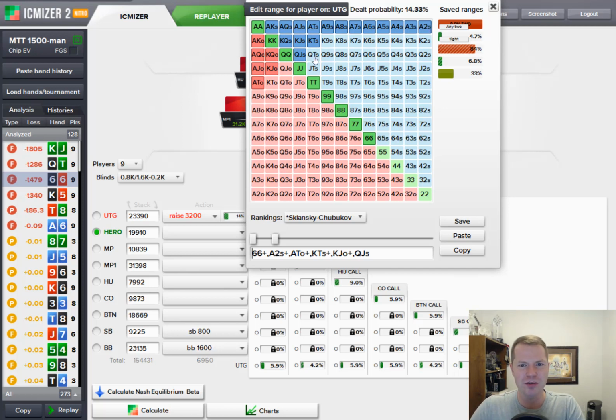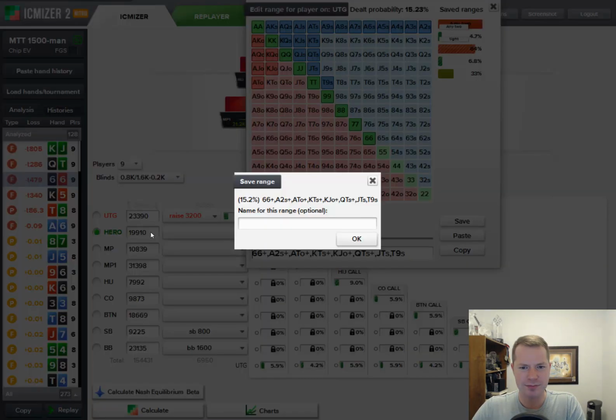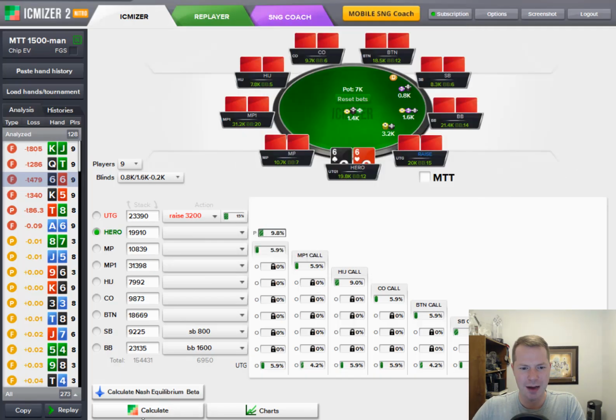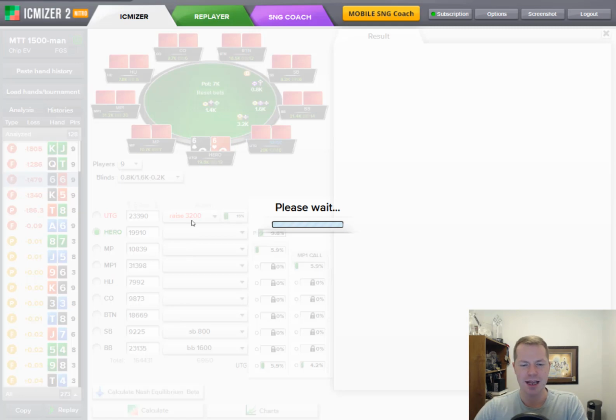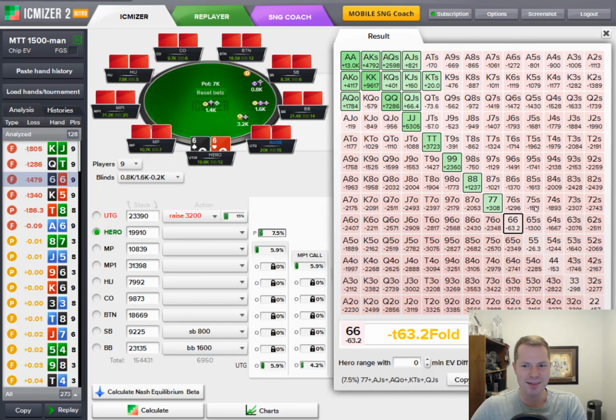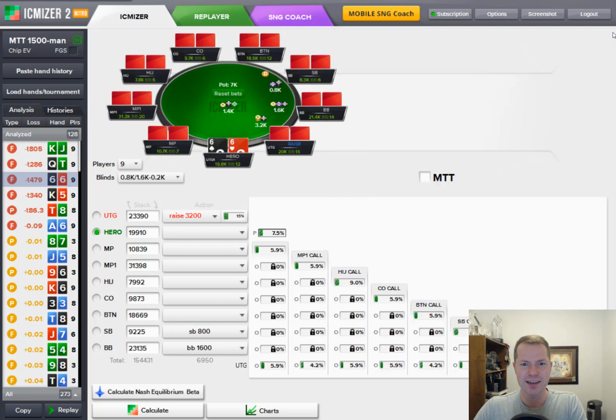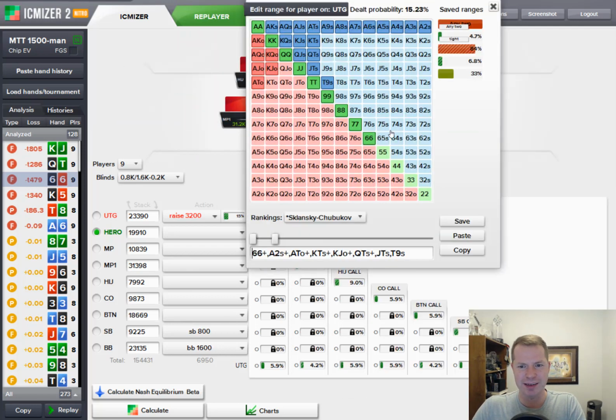But let's assume our opponent's doing something like this from early position. Okay, now we can click Calculate again, and now you see that the sixes are a fold, right? So you always have to make sure when you're using any program that you go through and accurately assess your opponent's strategies. Let's say instead we think this player is raising a lot of hands because he's a maniac, right? Let's say we're paying attention to our opponents like we should. And this guy raises all sorts of garbage.